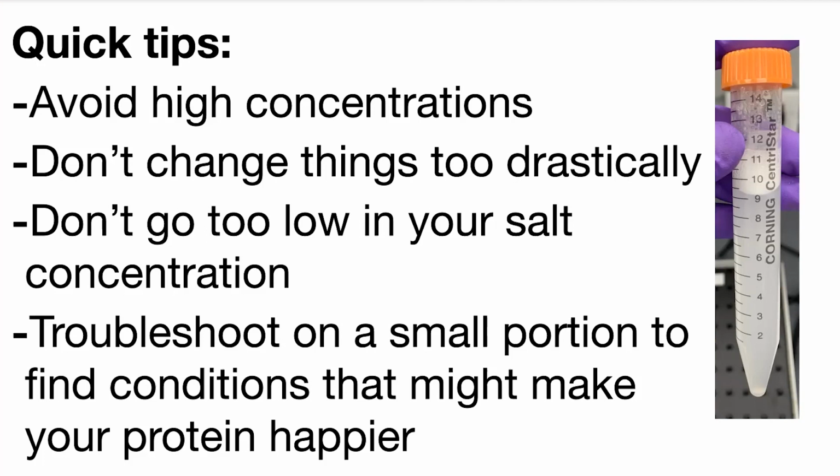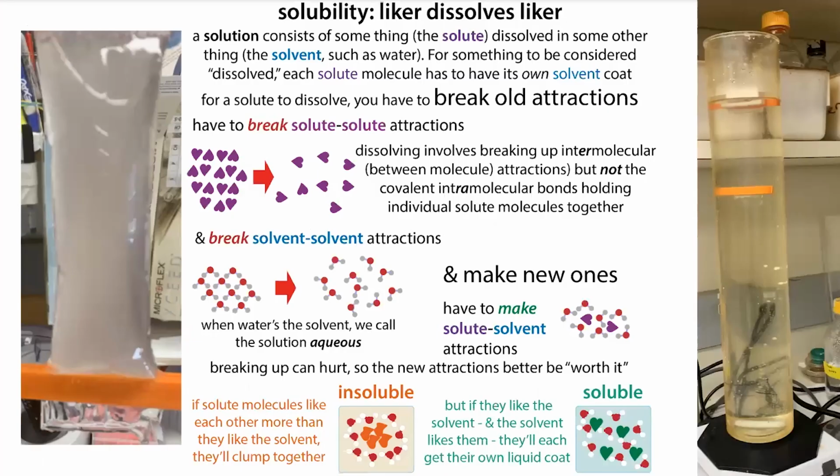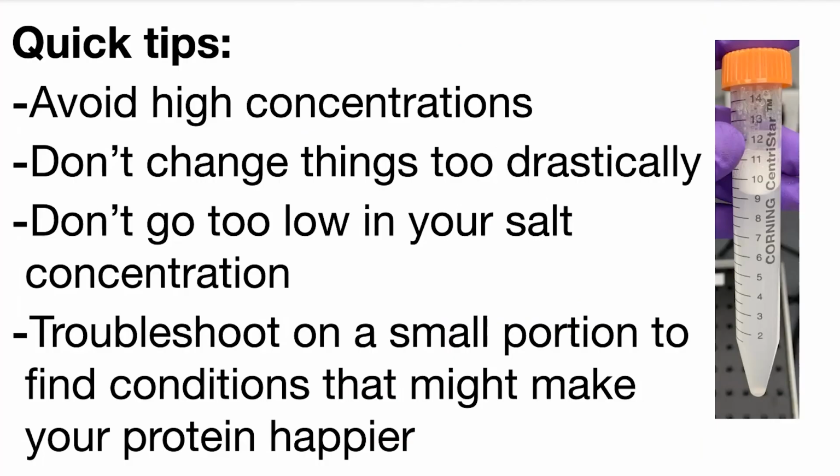So avoid high concentrations. When a protein is aggregating, it means that proteins are forming bonds to one another. They're forming interactions with one another rather than forming these interactions with water molecules. And the more protein copies that there are, the more likely those protein molecules are to find another protein molecule, and the less likely they are to find a water molecule. So try to avoid those high concentrations, and you can dilute your sample down before dialysis if needed.